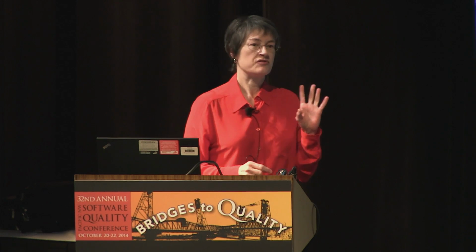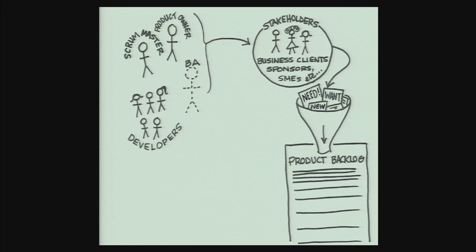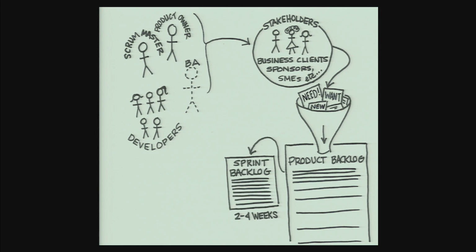All of those features and functions and needs and wants that the business have go into a product backlog, which is supposed to be ordered in the business value priority by the product owner. And then the team will pull in whatever's at the top of that list on any given sprint. Sprint usually anywhere from 2 to 4 weeks long. The team will commit to a certain number of stories.